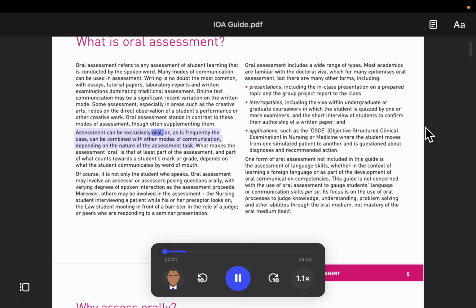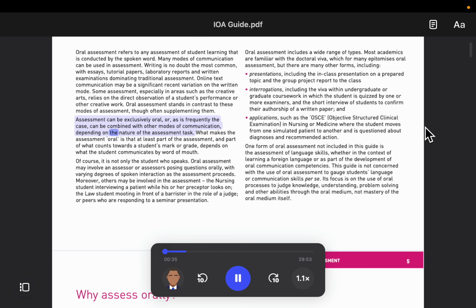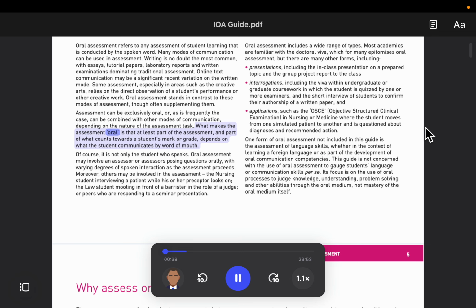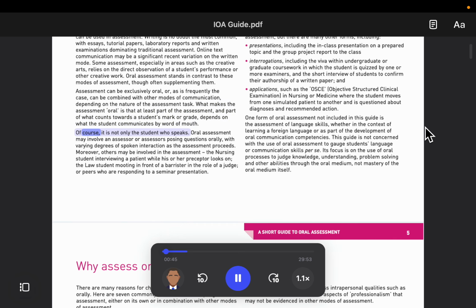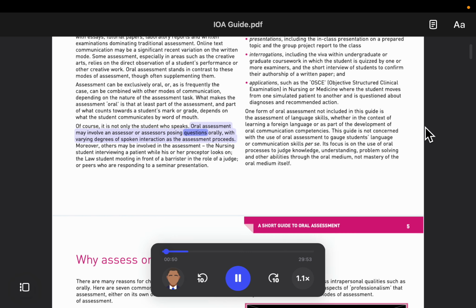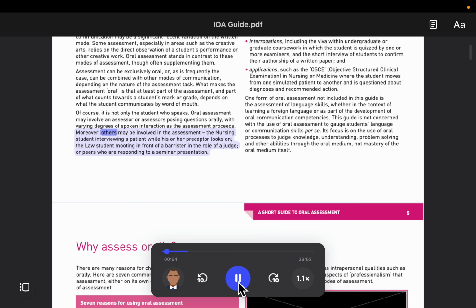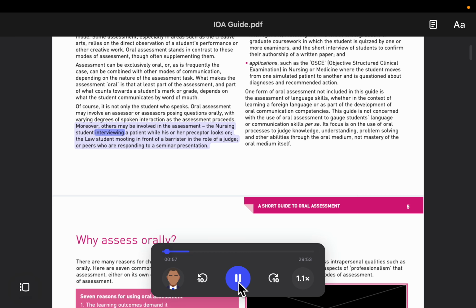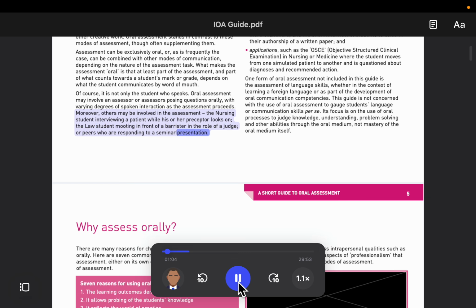Assessment can be exclusively oral, or, as is frequently the case, can be combined with other modes of communication, depending on the nature of the assessment task. What makes the assessment oral is that at least part of the assessment, and part of what counts towards a student's mark or grade, depends on what the student communicates by word of mouth. Of course, it is not only the student who speaks. Oral assessment may involve an assessor or assessors posing questions orally, with varying degrees of spoken interaction as the assessment proceeds. Moreover, others may be involved in the assessment: the nursing student interviewing a patient, while his or her preceptor looks on, the law student mooting in front of a barrister in the role of a judge, or peers who are responding to a seminar presentation.